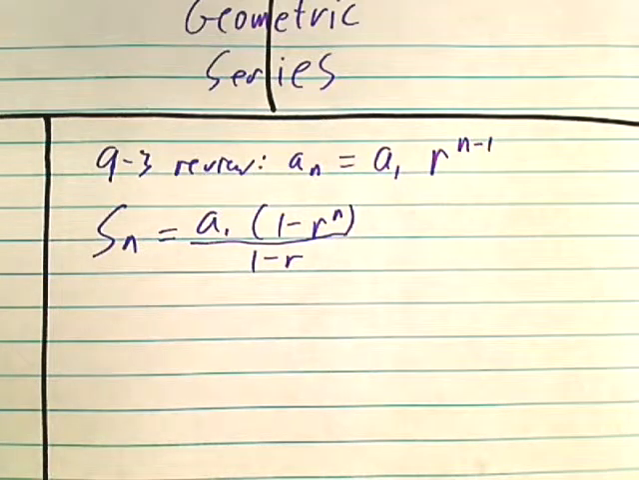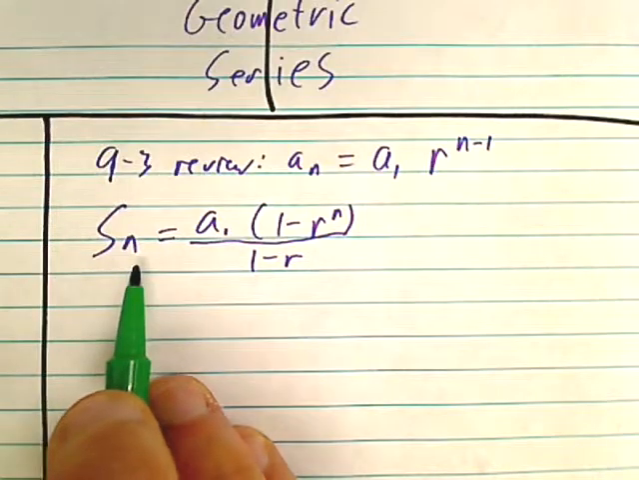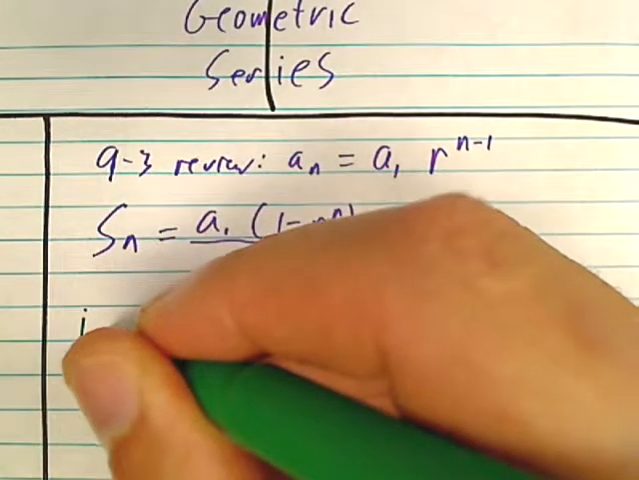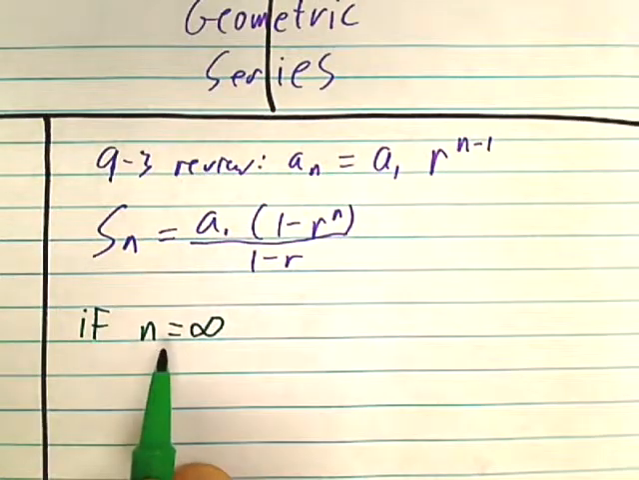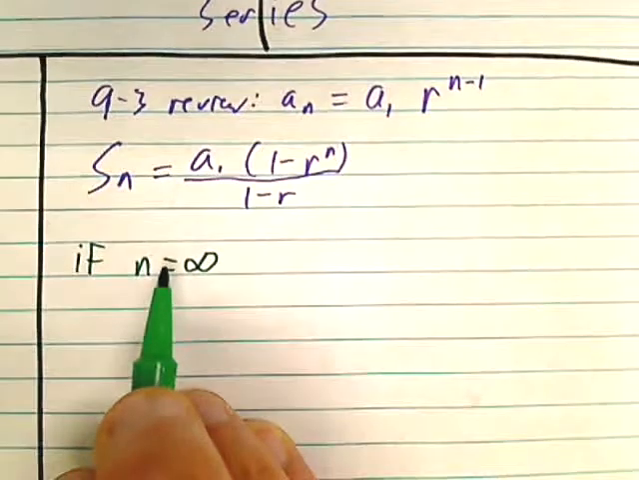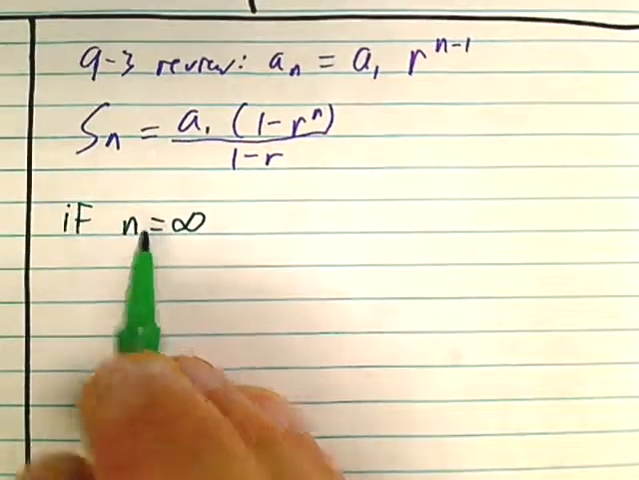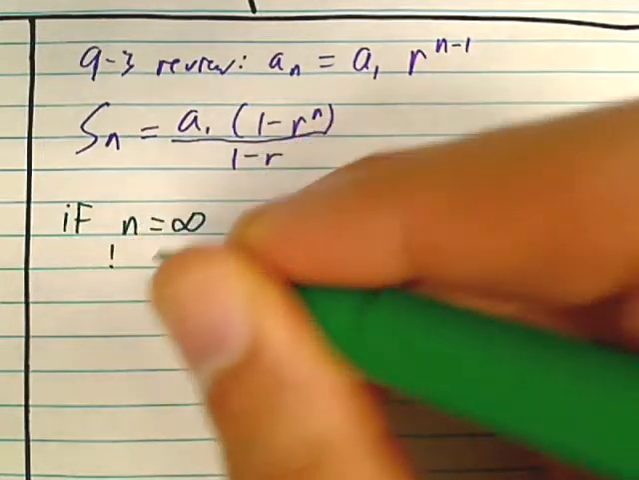We also have a special case. We have something special that can happen. This value of n, it can be infinity. So if n is infinity, which I can't really say, infinity isn't a number, but just play along. If n is infinite, well, a couple things can happen.